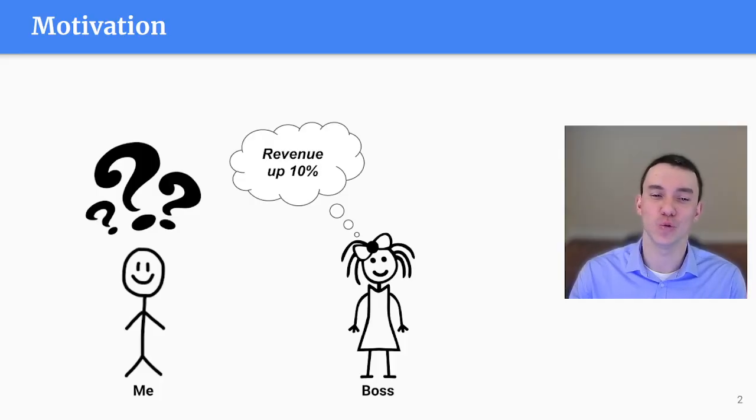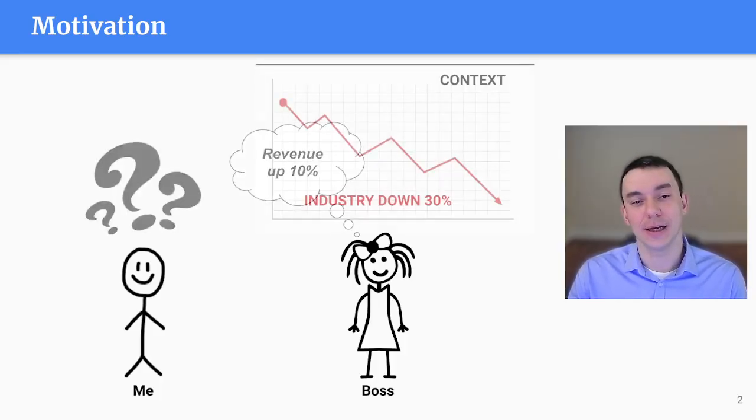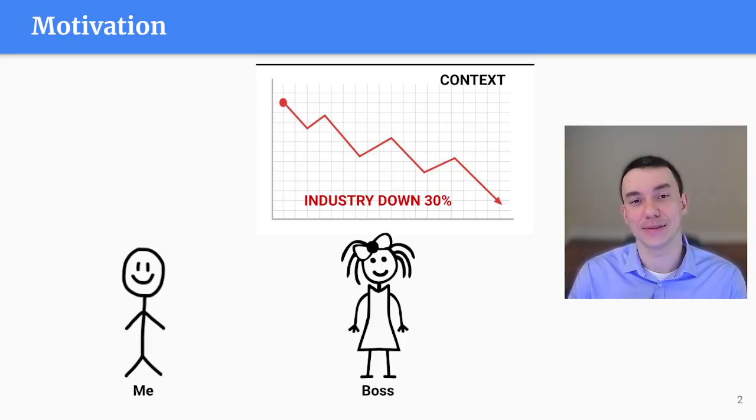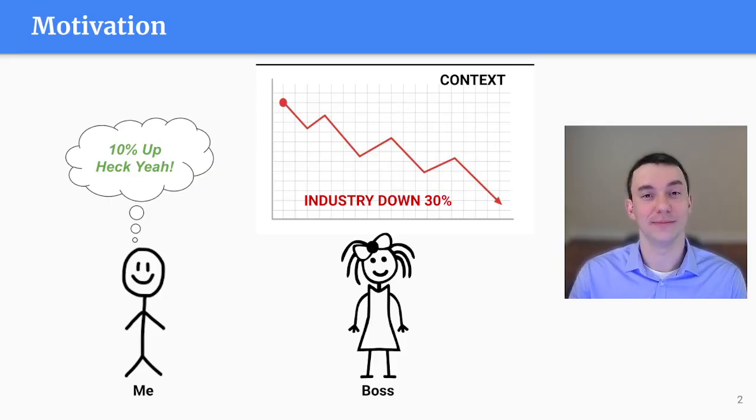So I became confused. And when I said that, she said, well, let me give you a little bit of context behind the situation. The industry as a whole is down 30%. So now when she gave me that context, I said, well, heck yeah, we're up 10%. We must be doing pretty good, right?